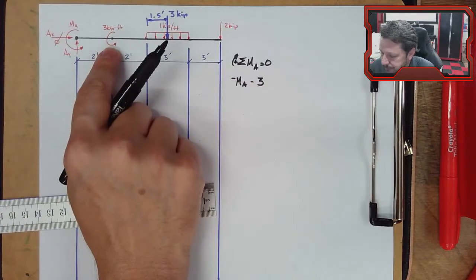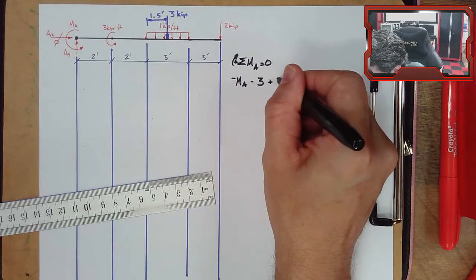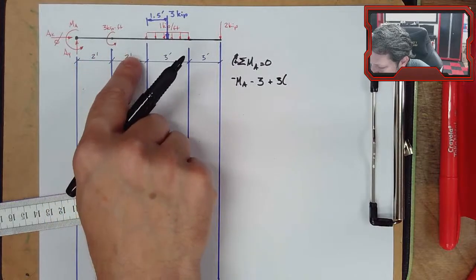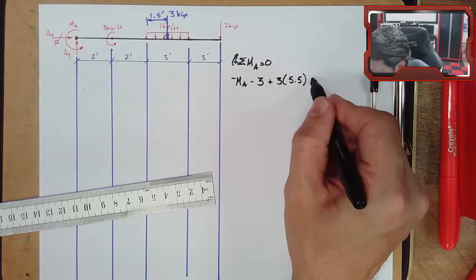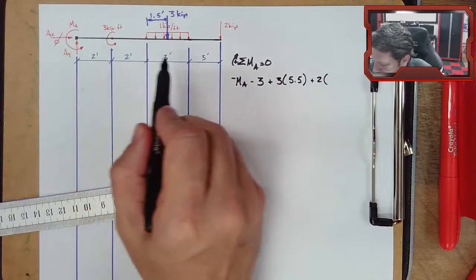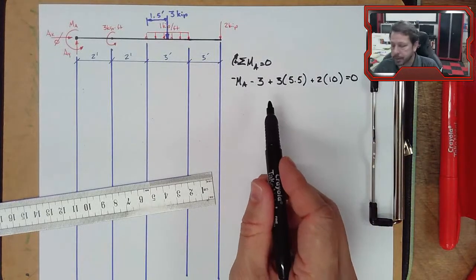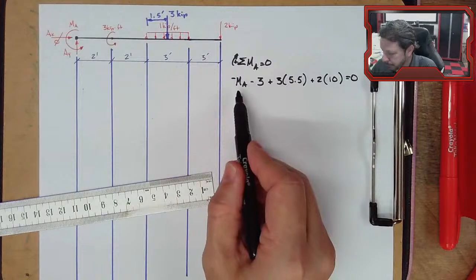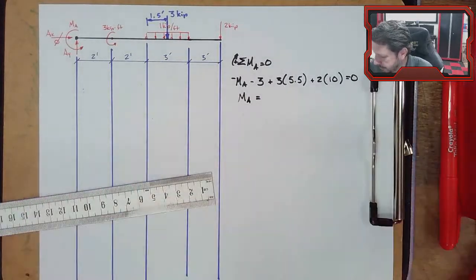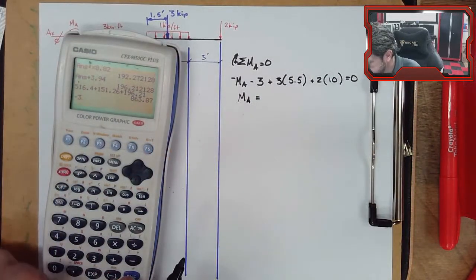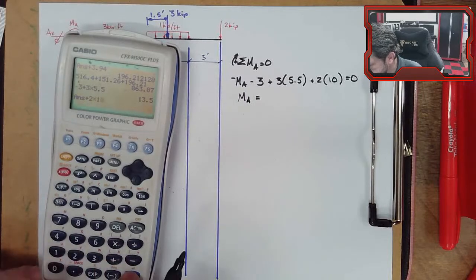All right. So this -3 was from here. Here we have positive, because I said clockwise is positive. 3 times this distance is 5.5, and then plus 2 times a distance of 10. So the only unknown here is the moment at A. It's negative the way I drew everything. So I'm going to take that, move it to the other side, and it just says moment at A equals, and we add these things up. So -3 plus 3 times 5.5 plus 2 times 10, 33.5.